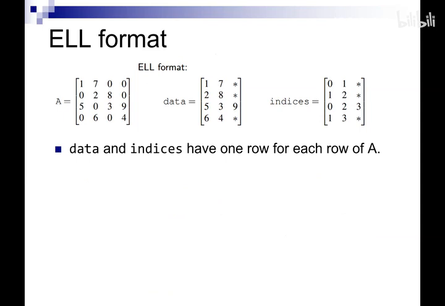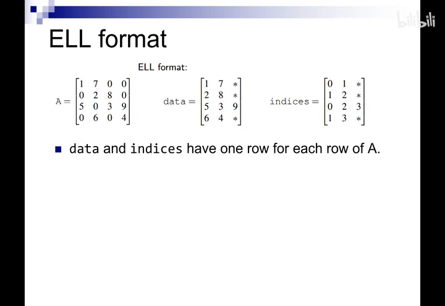The next format we're going to talk about is the ELL format. This format is specialized for matrices where each row has about the same number of non-zeros. Not necessarily exactly the same number, but approximately. For example, in this A matrix, the first row has 2 non-zeros, the next row has 2 non-zeros, then 3, and then 2. So they have about the same number of non-zeros. In that case, the ELL format can be efficient.